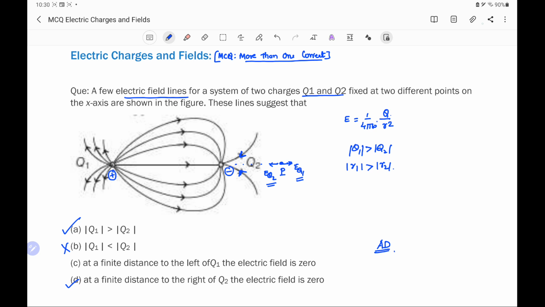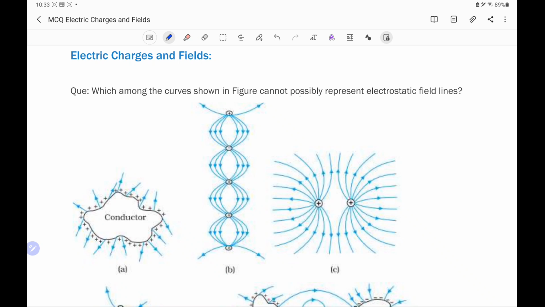Next question is, which among the curves shown in the figure cannot possibly represent the electric field lines? In figure A, a conductor is shown and we know the property of field lines that for a conductor, field lines must be normal to the surface of the conductor, while in the figure there are different directions of the field lines other than the normal, so option A is the incorrect option. Another property of field lines is that they must originate from the positive charge and must terminate at the negative charge. If we consider one of the charges, say negative, here field lines are terminating as well as originating from it, so option B is also an incorrect option.